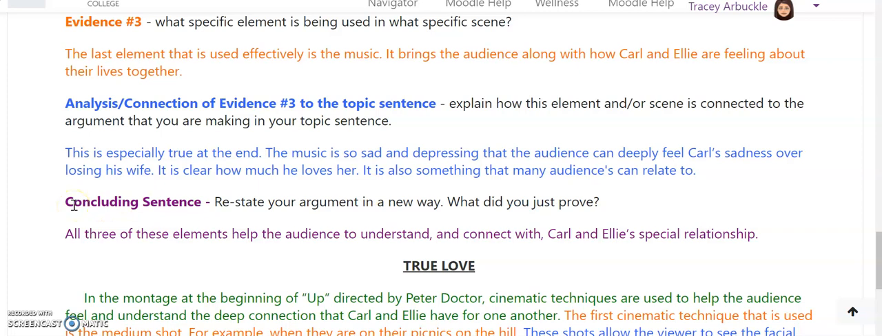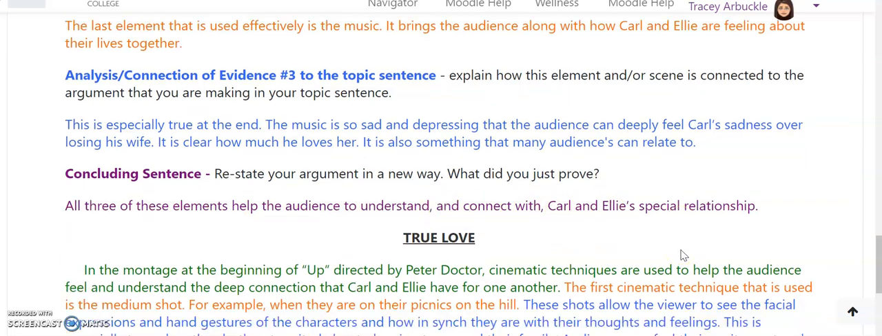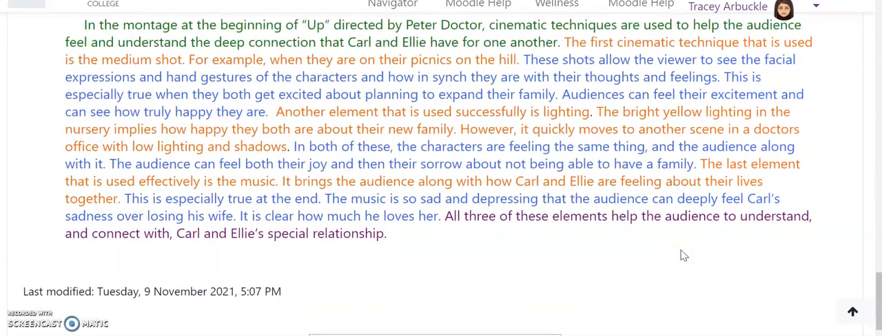Then our concluding sentence, you're going to restate your argument in a new way. You're going to tell me or tell the reader what you just proved. So for example, I have all three of these elements help the audience to understand and connect with Carl and Ellie's special relationship. So altogether, it's going to look something like this.